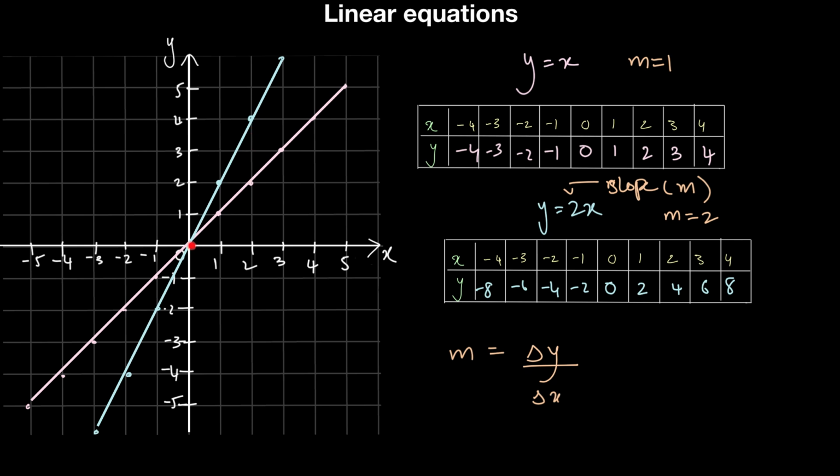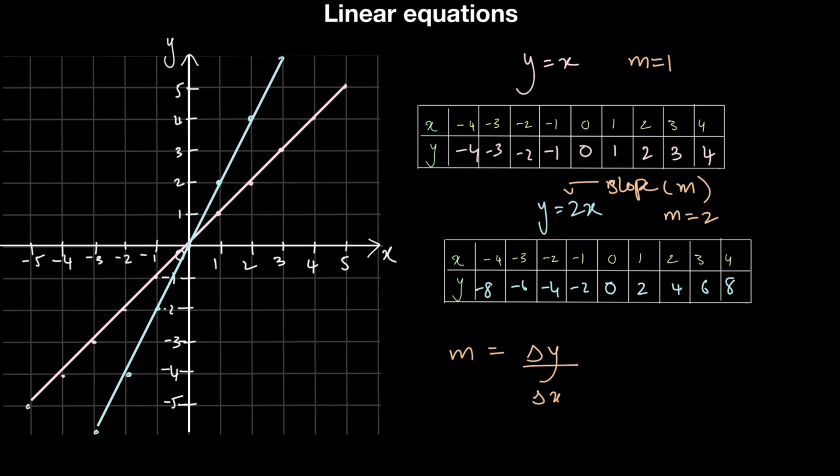So if I look at the blue graph, if I change x by 2, y changes by 4. If I change x from minus 1 to 2, if I change x by 3, then y will change from minus 2 to plus 4. So y is changing by plus 6. Similarly, if I change x by minus 2, then y will change by minus 4.